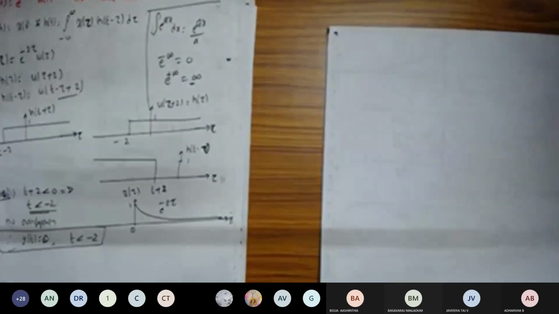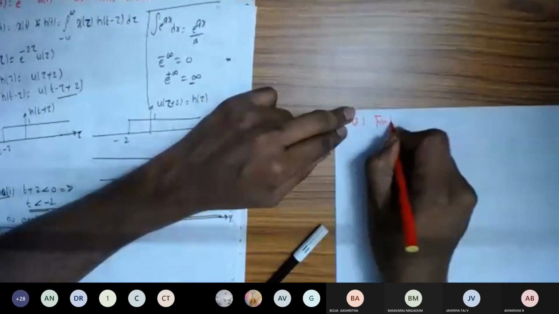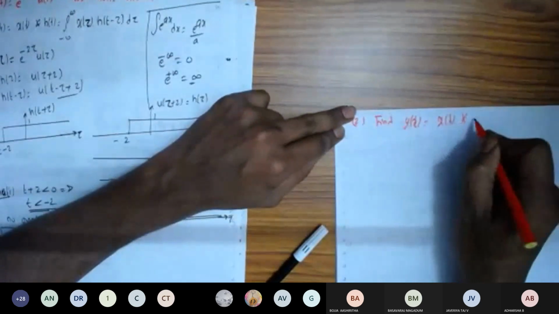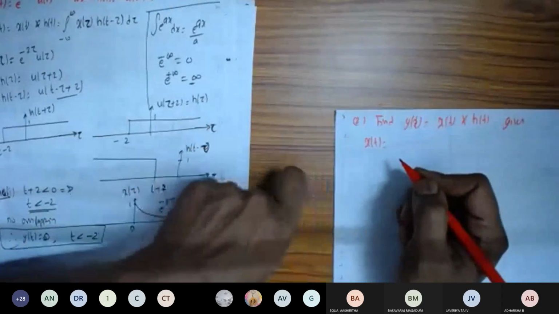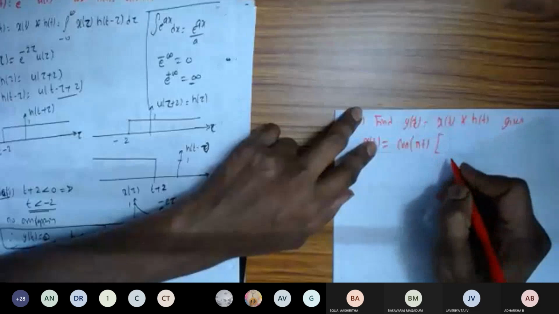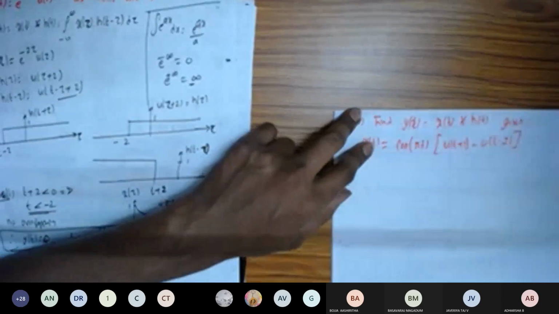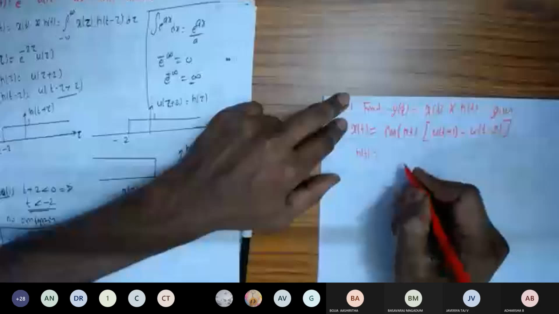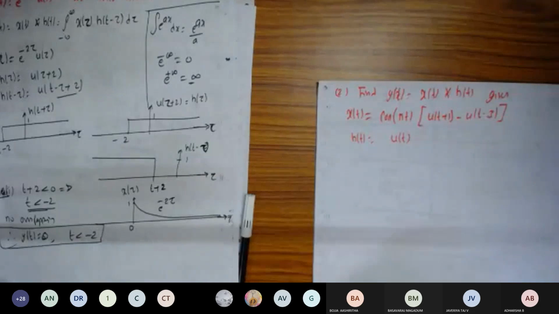Take problem number 2. Find y of t is equal to x of t convolution with h of t, given x of t is equal to cos pi t into u of t plus 1 minus u of t minus 3, and h of t is equal to u of t.